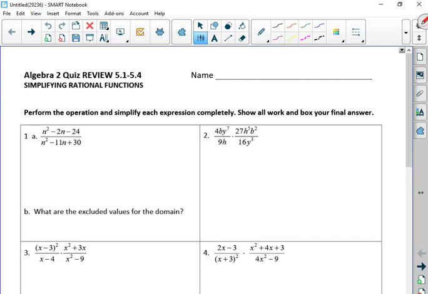Whoops. This is supposed to say 8.1 and 8.4. Got to change it. All right.